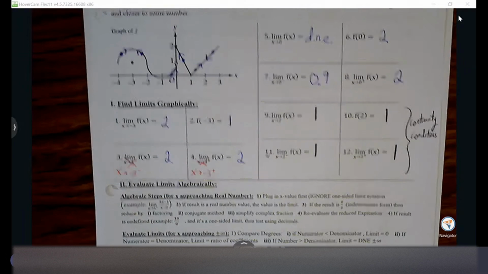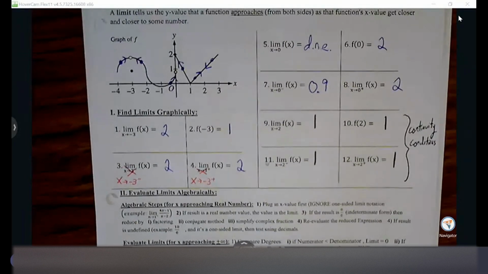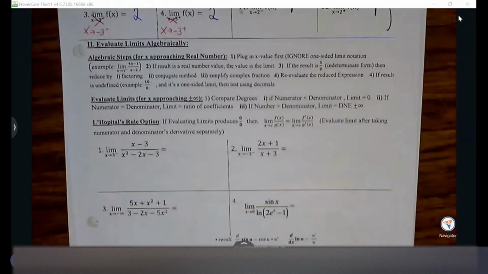Okay, so that's limit from a graphical perspective. Let's talk about limits from an algebraic perspective, where we don't have the graph in front of us and we have to rely on algebraic expressions to determine what we do with limits. Now with algebraic expressions, limits fall into 2 categories. It's either approaching a real number or it's approaching positive or negative infinity.